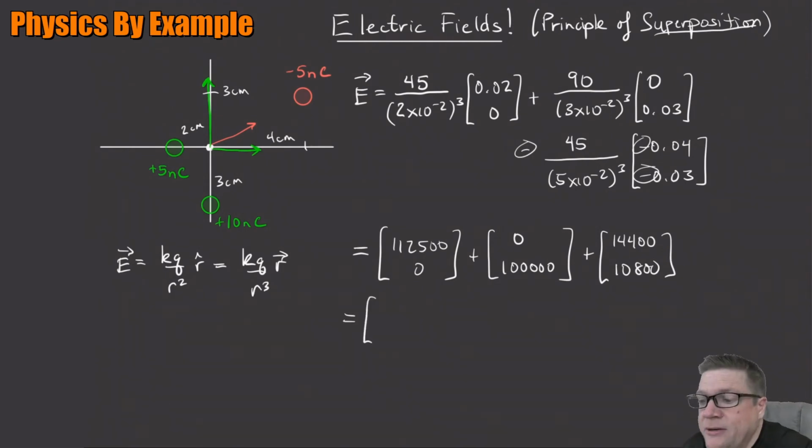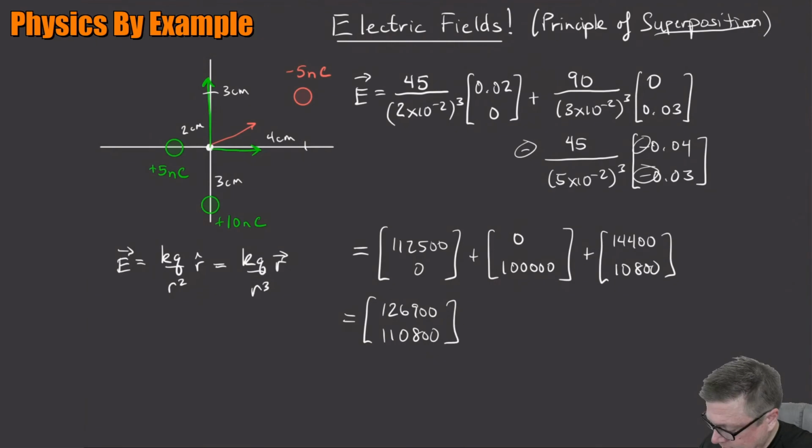My final vector, if I add all these together, is going to be about 126,900 and 110,800. There we go. Boom. That's my electric field. We're done. So again, if you have a whole bunch of charges, all you do is add up each individual vector, and you know how to find each one. It's just kq over r cubed, r vector. You just add them all up.